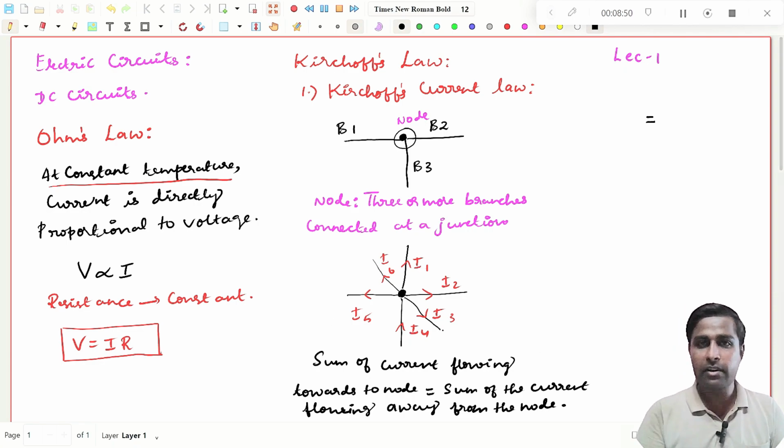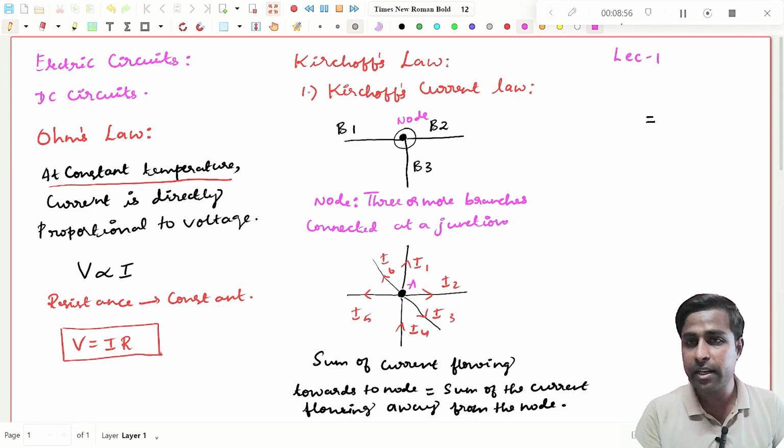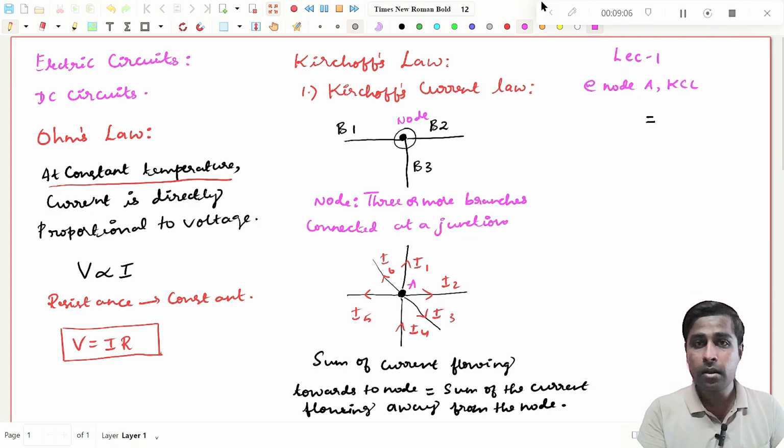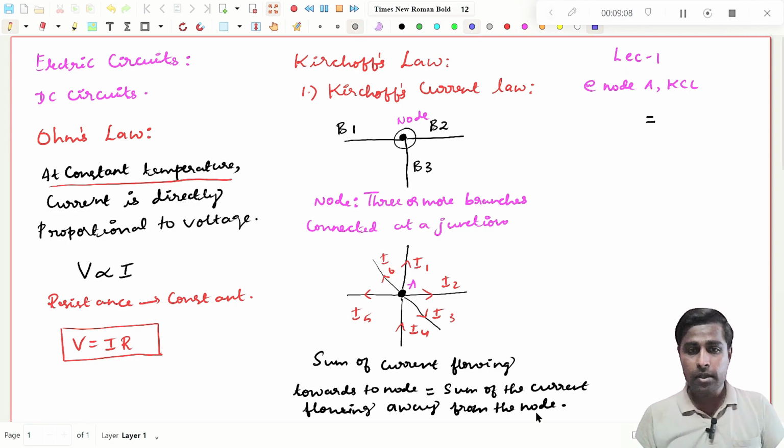I will take this node as A, node A, right? I will write here also at node A. I'm just applying Kirchoff's current law, right? Now you see, at node A, first you see current I1. I1 is going away from the node. This is going away, right?